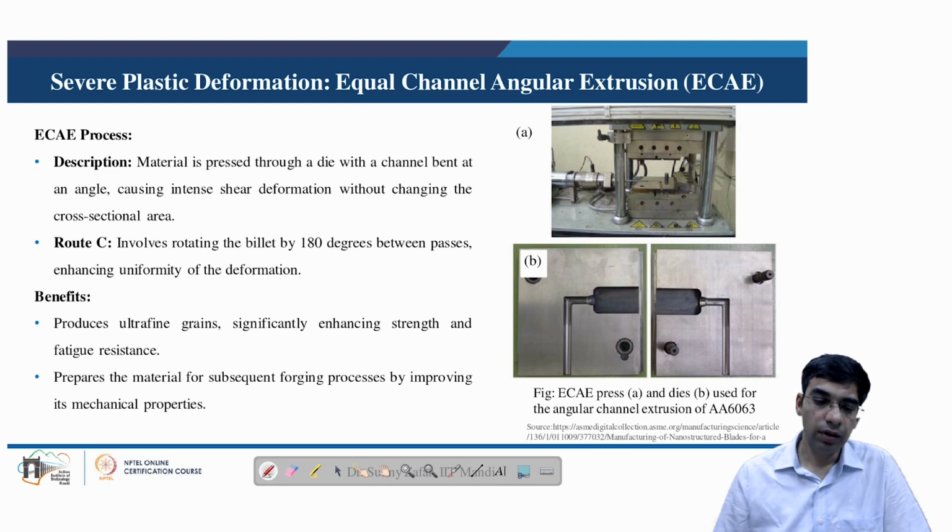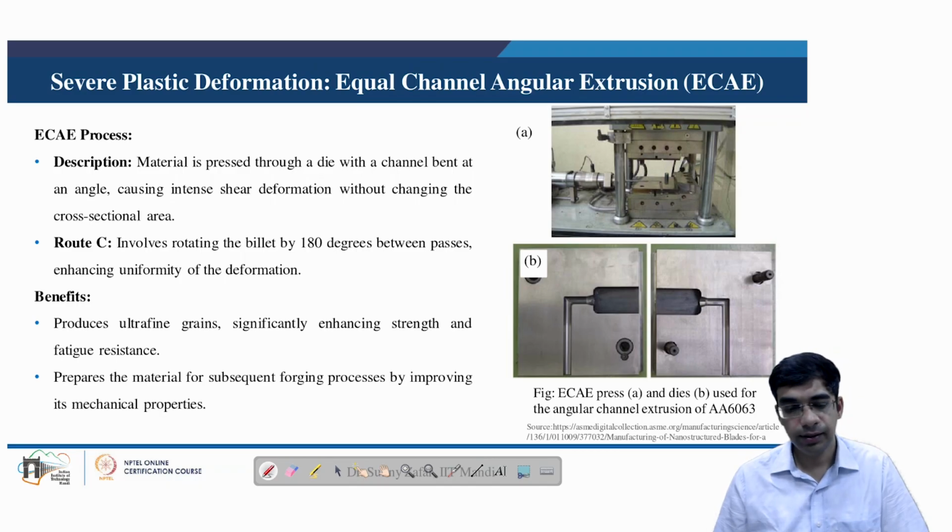The route C involves rotating the billet by 180 degrees between passes, enhancing uniformity of deformation. The benefits of the ECAE process involve ultra-fine grains, significant enhancement in strength, and fatigue resistance. It also prepares the metal for subsequent forging processes by improving its mechanical properties.